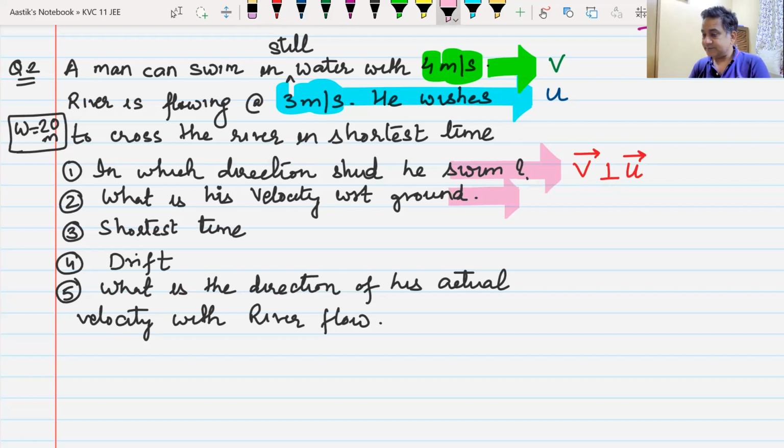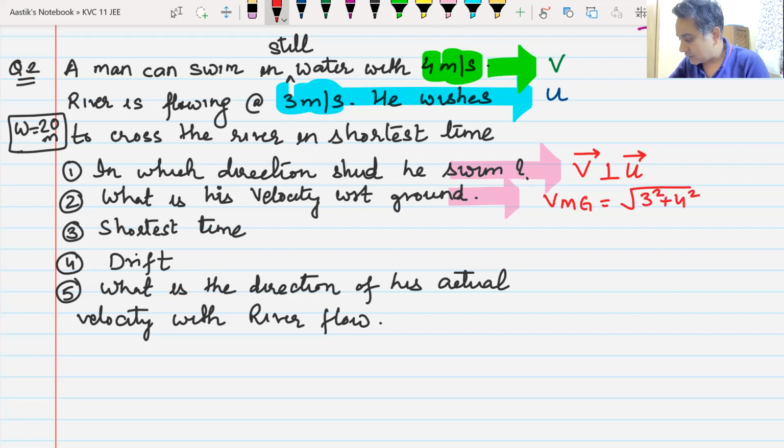The next question is, what is his velocity with respect to ground? Anyone got this answer? No one got this answer. Anyways, the velocity of man with respect to ground, if I talk about the magnitude, will be equal to root over 3 square plus 4 square. So its velocity with respect to ground would be 5 meter per second. Why do you take so long to answer? If you take so long, I will think that you have not got the answer, beta. Please answer quickly. I know that you probably would have done this.